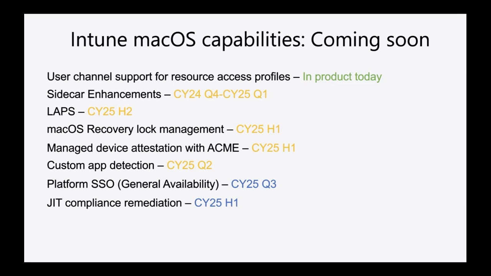The preview tag essentially means that, in theory, we could make changes to it. Once it goes to GA, it becomes a little bit more rigid, so there's unlikely to be any breaking changes. But you could deploy platform single sign-on today, even though it's in preview. And then we have JIT compliance remediation that we talked about in the slide earlier. So next slide, please, Iris.